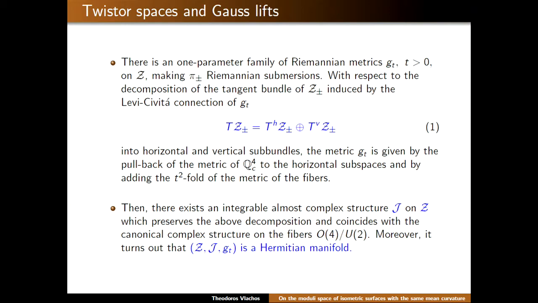It is known that there exists a one-parameter family of Riemannian metrics on the twistor bundle that makes the projection a Riemannian submersion. And we have the decomposition of the tangent bundle of the twistor bundle into its horizontal and vertical parts. It is also known that there is an almost complex structure on that bundle that makes this triple, the bundle, the metric, and the family of almost complex structures and metrics, a Hermitian manifold.